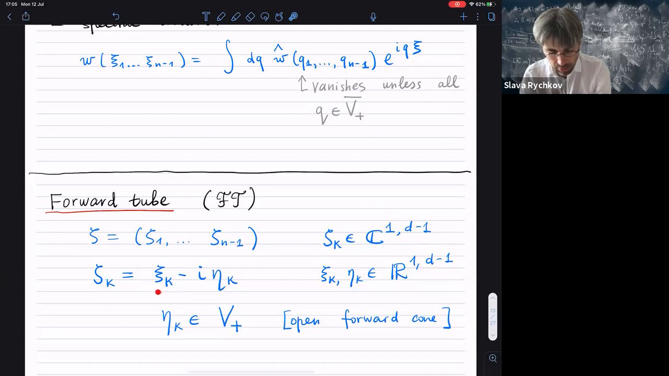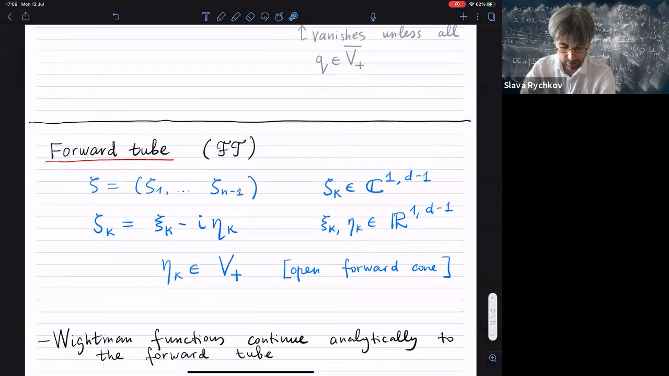And in terms of the real and imaginary part, it is defined as follows. There is a real part xi for each zeta and the imaginary part eta. So zeta is xi minus i eta, where xi and eta are real vectors. And etas are supposed to belong to the open forward cone, V plus. So not V plus bar, but the open cone. So if you have n minus one vectors, zeta 1, ..., zeta n minus one, which can be represented in this form, then you say this is a point of the forward tube. So the forward tube is an open set.